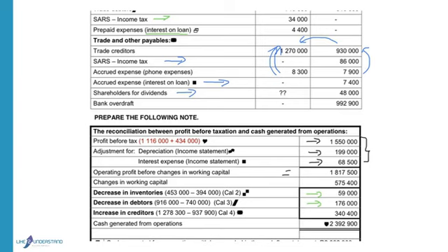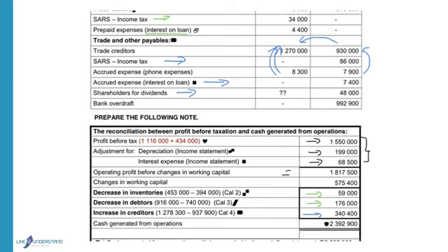Now, this means that the creditors increased from last year to the current year. Therefore, money came into the business because the creditors financed the business to owe more money. So this will be a positive figure.